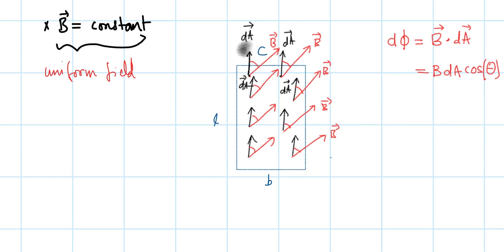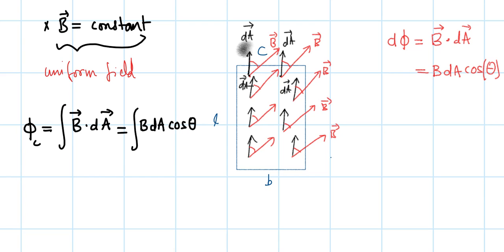Alright, so now we need to evaluate the total flux through this region. So how would we do that? For that, we perform the integration. So the total flux phi within the coil C is equal to the integral of B dot dA. So this was our general formula. We expand the dot product, and we found that it is B dA cos theta.